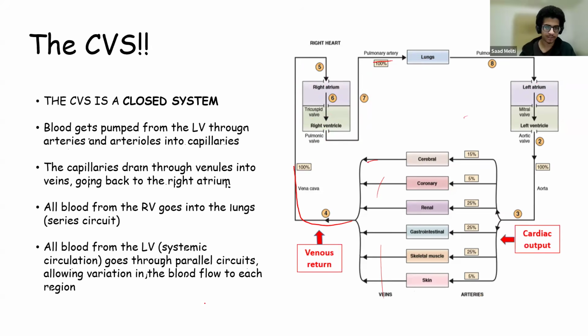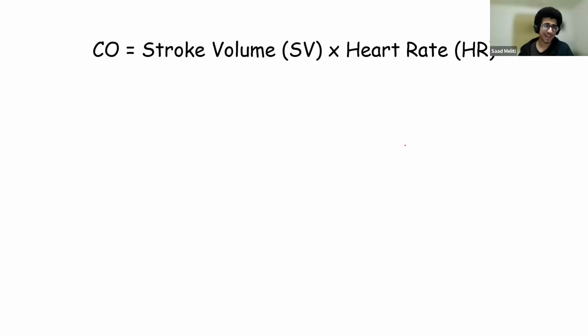This is everything written down in text. I won't go over it. This is just if you want to read it, but I explained everything on the diagram. Okay, so I believe you guys took this in another lecture, which is just the equation for cardiac output. But just in case, I'll explain it again.